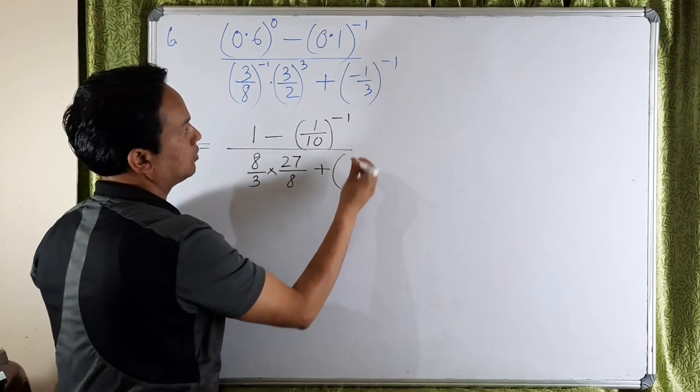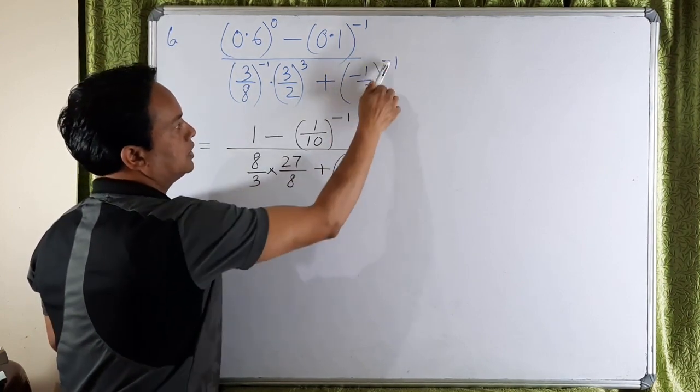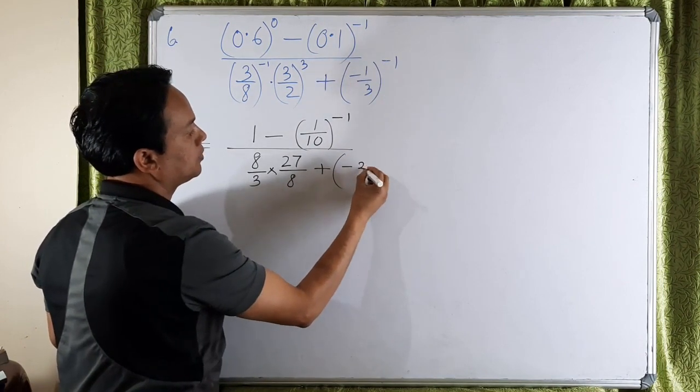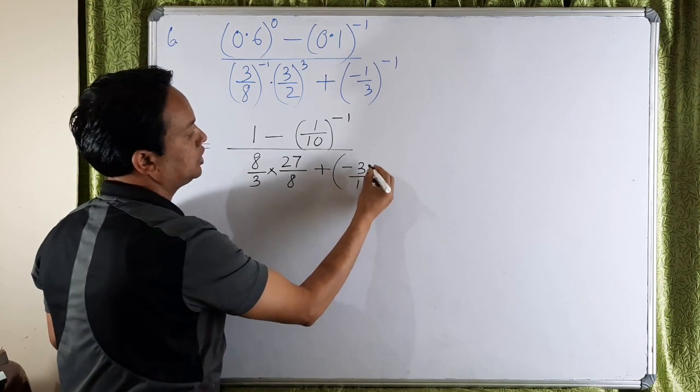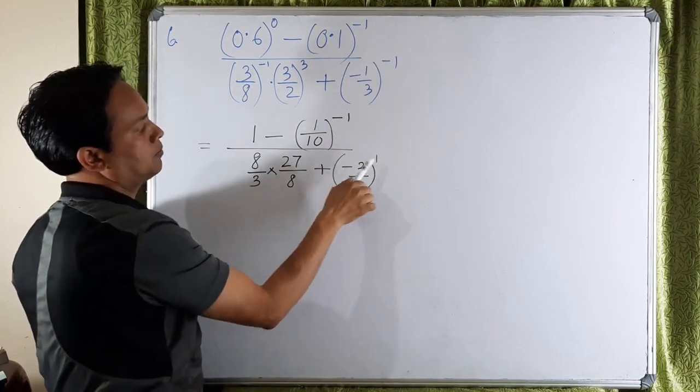Now, here inside the bracket we have minus 1 by 3, but the power is minus. So if you change the power to plus 1, the number will become reciprocal. So it will become 3 by 1 to the power 1. Minus 1 became plus 1.